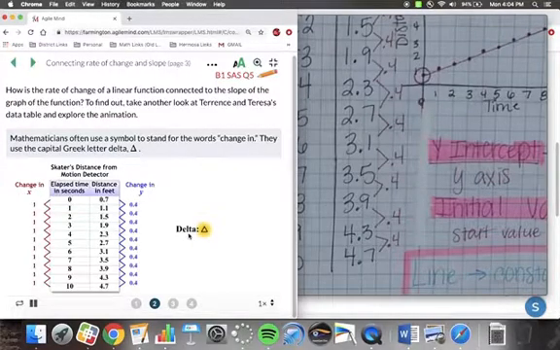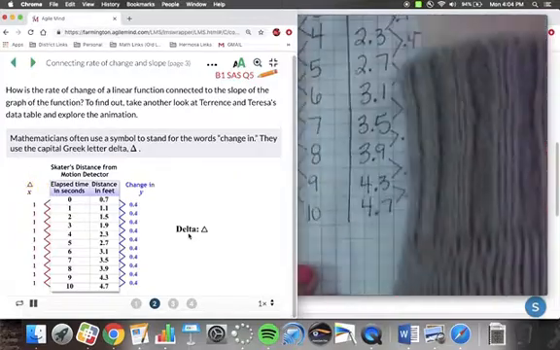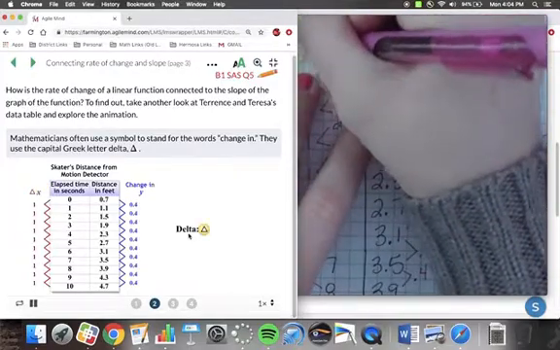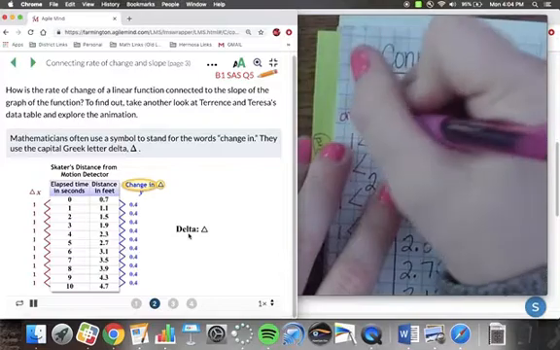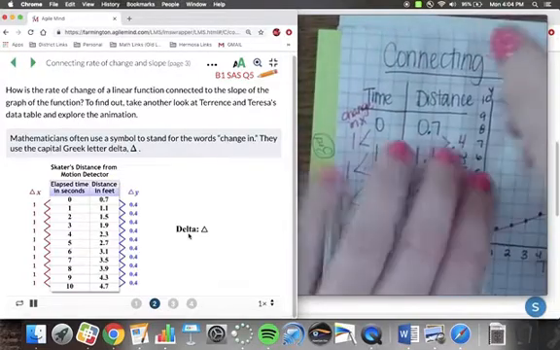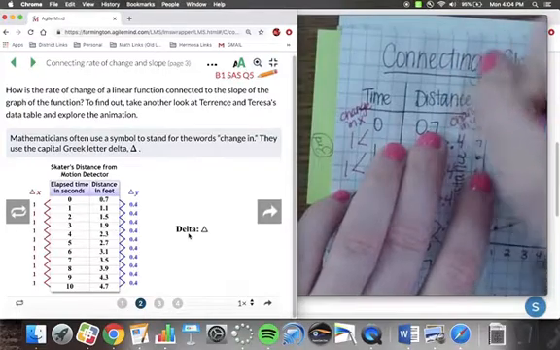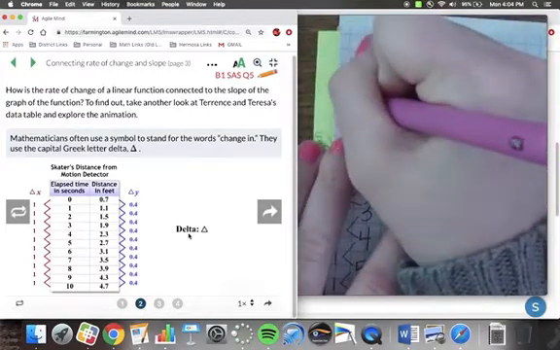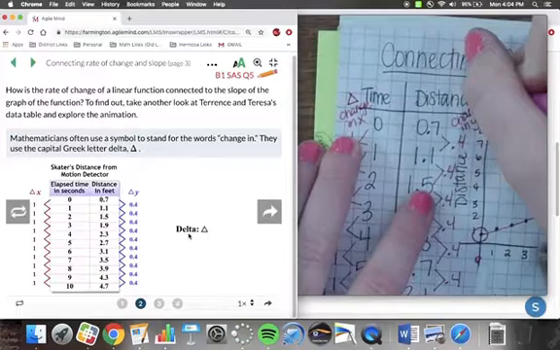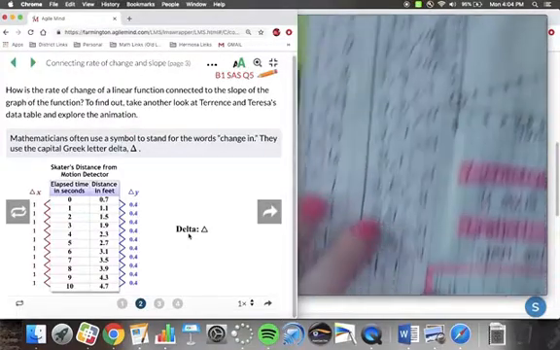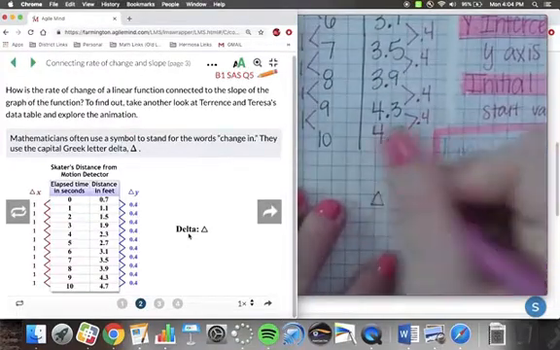It calls it delta. So this was change in X, change in Y, and it's also a triangle. You'll see us write a triangle for delta.